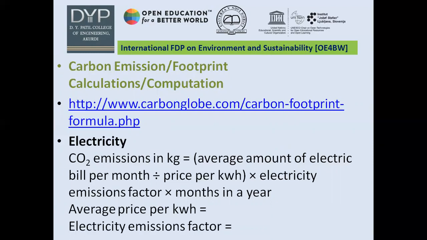The basis is the average amount of electric bill per month divided by price, so how many electricity units we are using, and then the electricity emission factor is considered, and it is calculated per year. I have mentioned the reference here from where I have taken this formula.